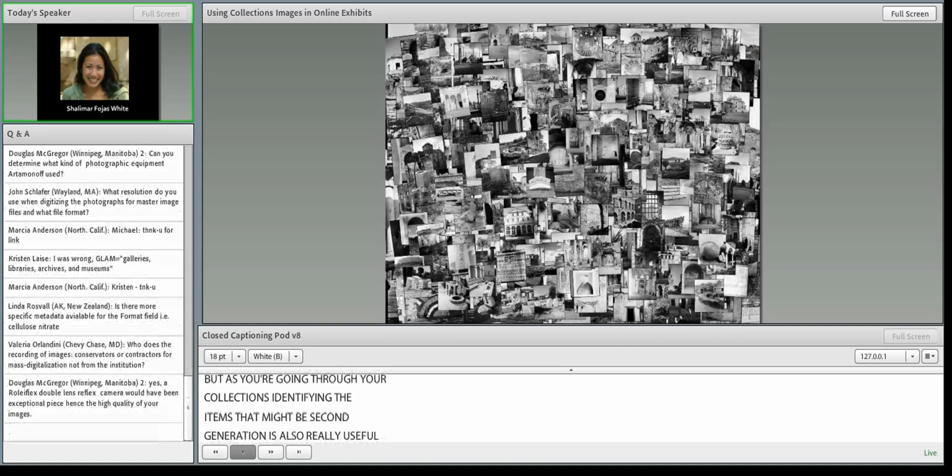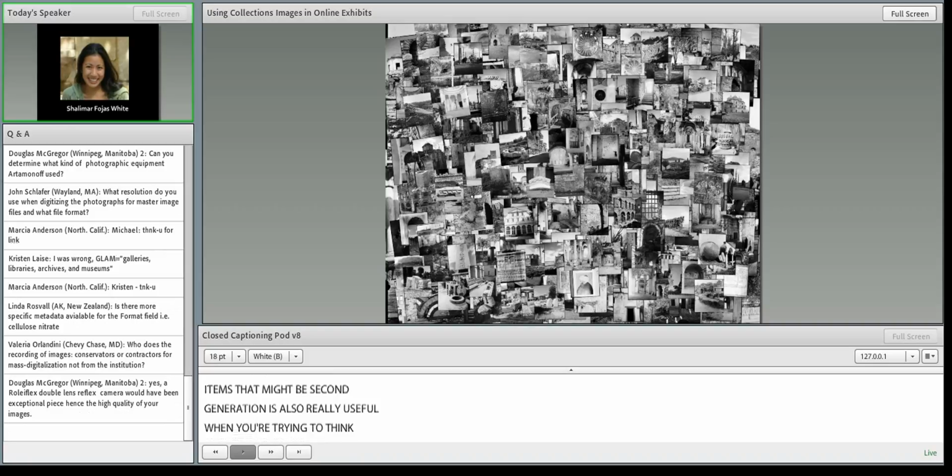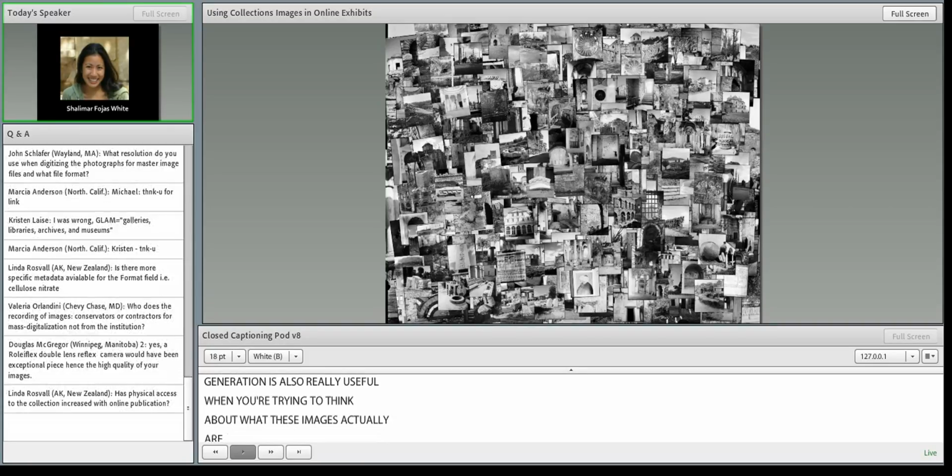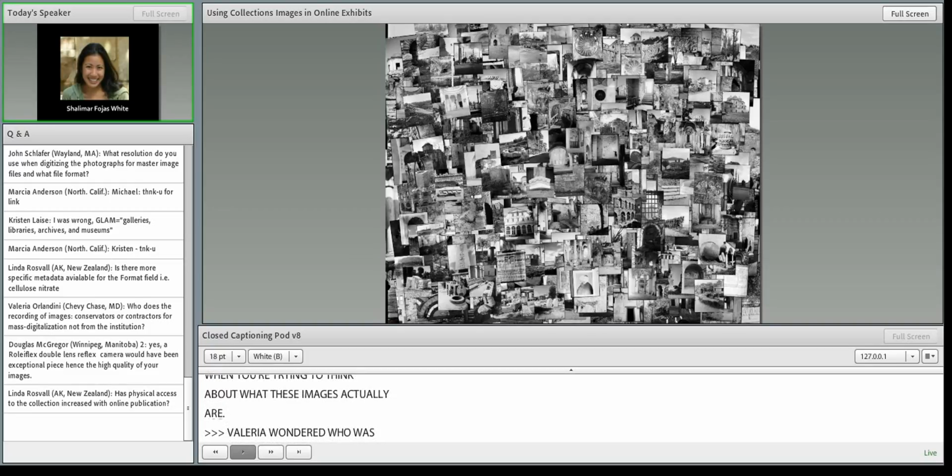Great. Let's see. Valeria wondered how you're doing digitization at your institution. Do you have contractors for mass digitization? Do you have conservators handling these? You said that it was a huge project that you were in the middle of, and this was an interim activity that you did as you took a pause from digitization at your institution. But I guess if you want to talk a little bit more about the digitization process.